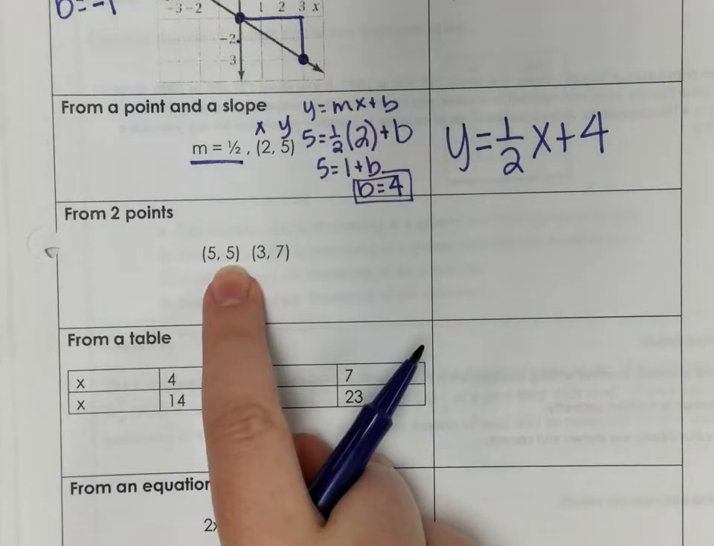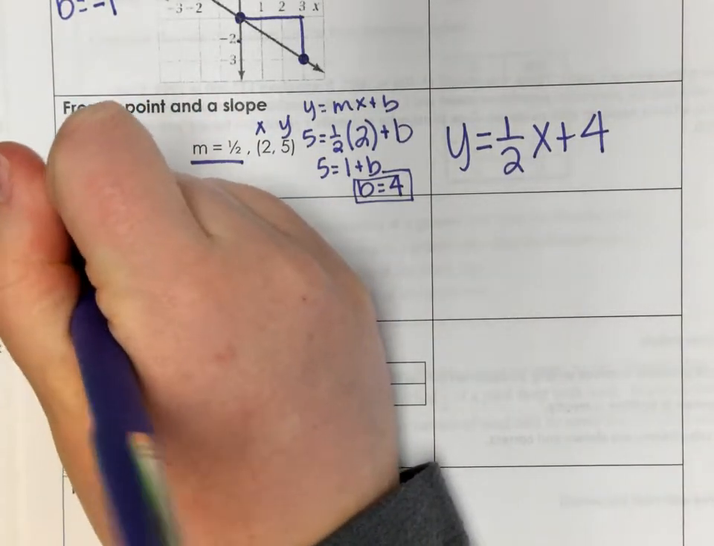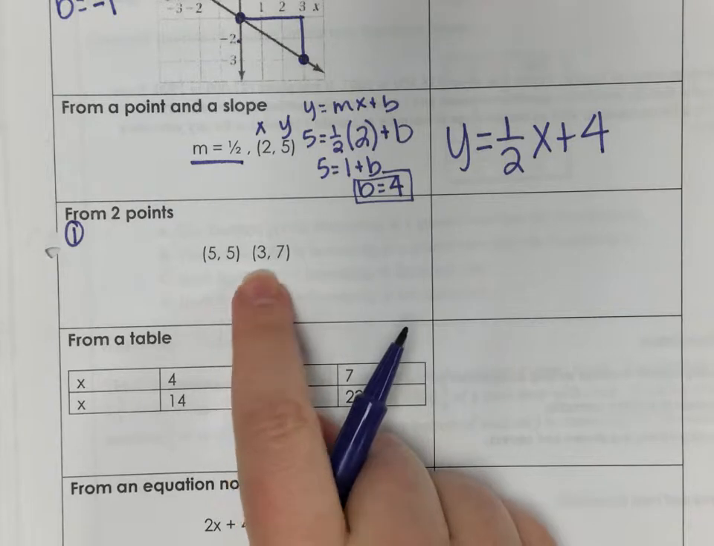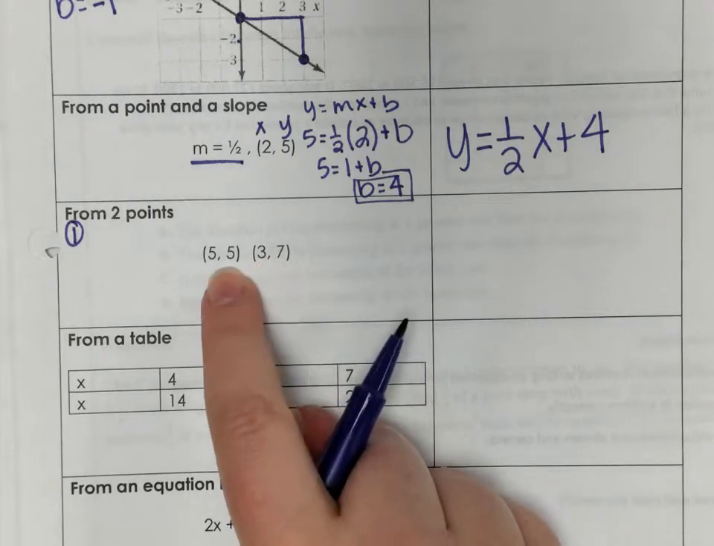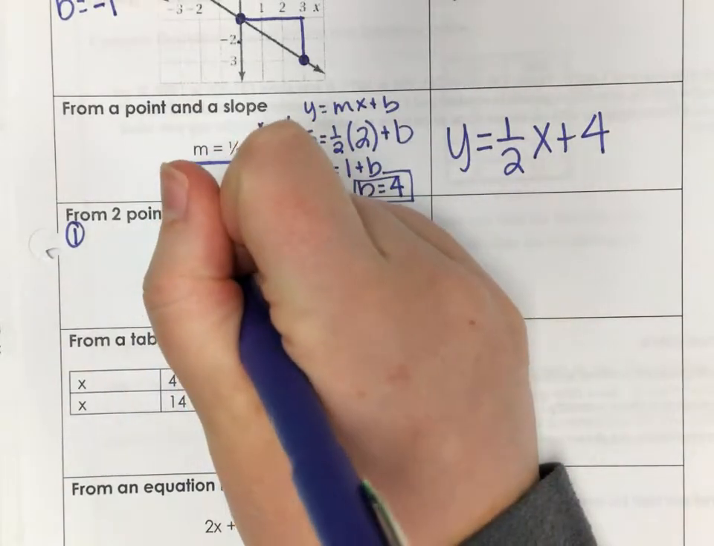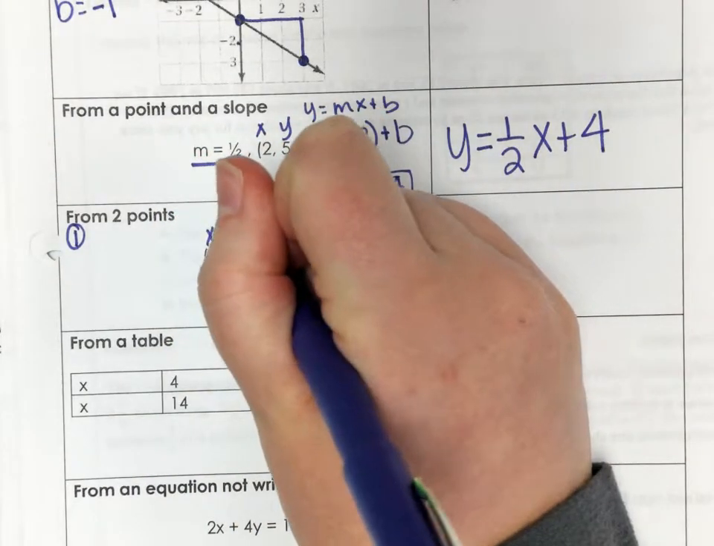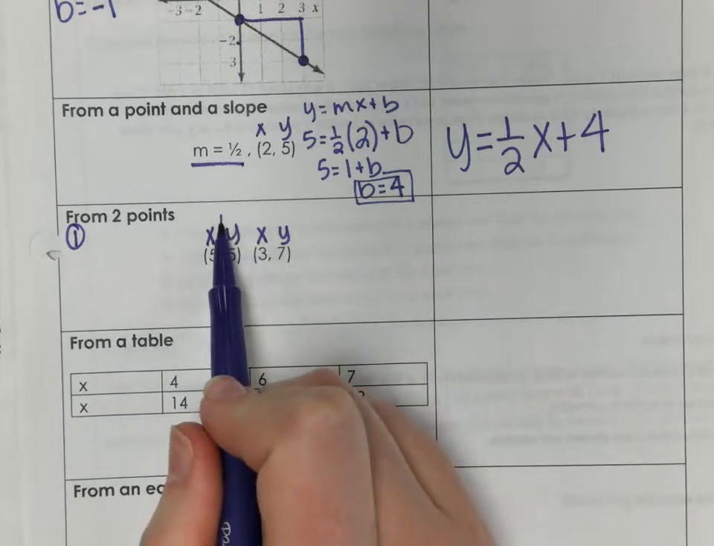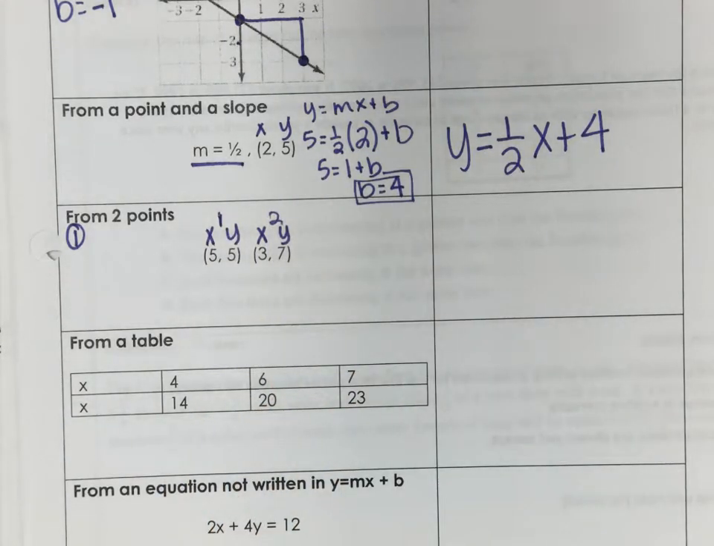How do we calculate slope? Careful. To find the slope from 2 points, we've got to use our slope formula. So I'm going to label x and y. Some people stack them on top of each other and then subtract. That's the easiest way. Just make sure you know which one goes on top. This is my first point. This is my second point.